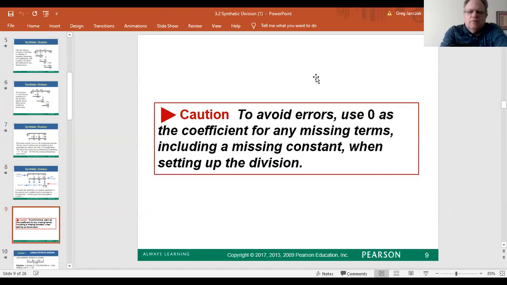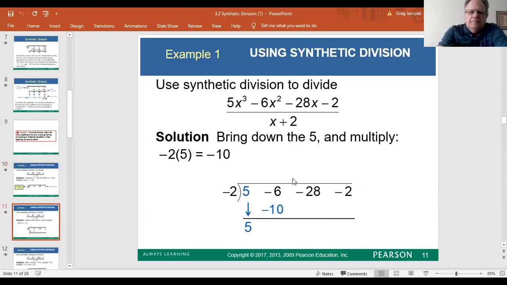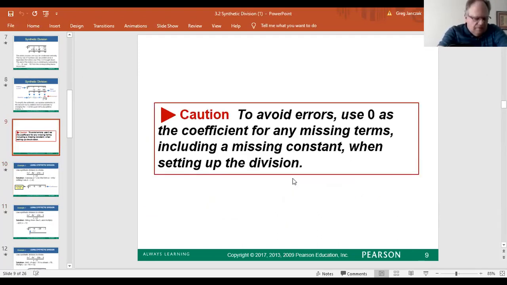Okay, caution, to avoid errors, use 0 as a coefficient of any missing terms. And that's what we did. We didn't have an x, so we put 0 there, 0x. Okay, and then to avoid errors, use 0.